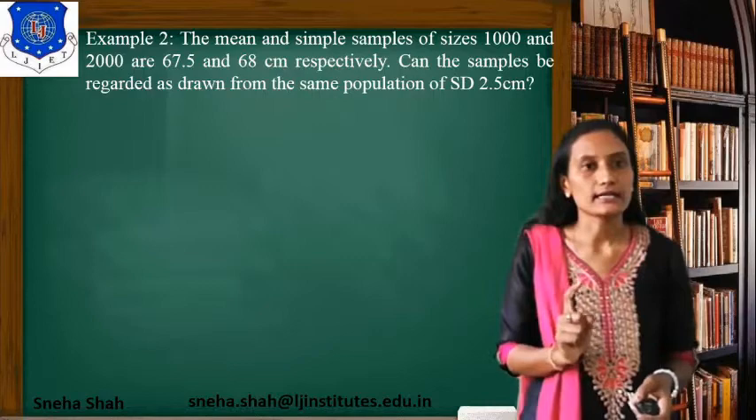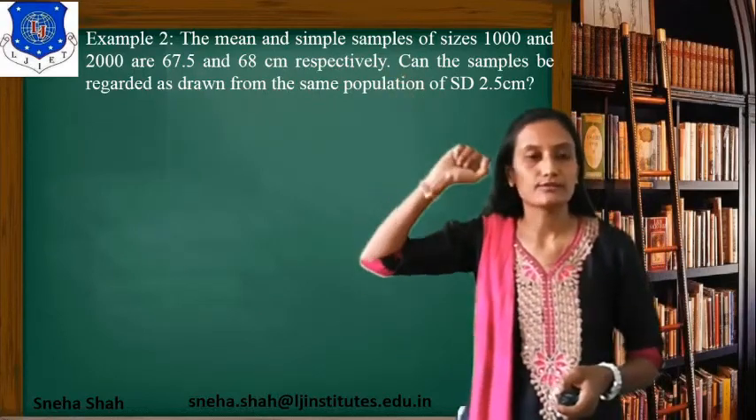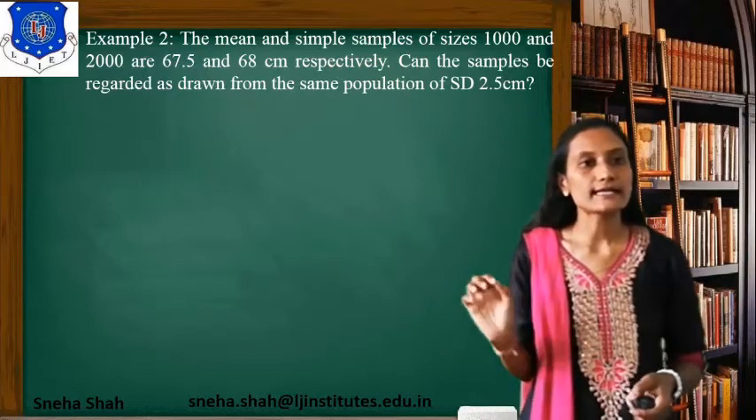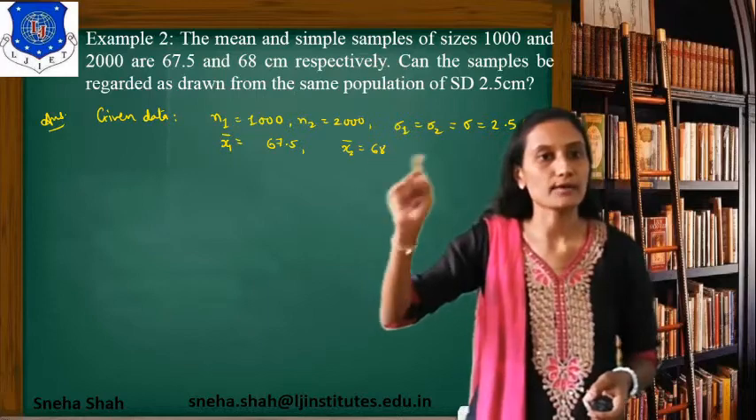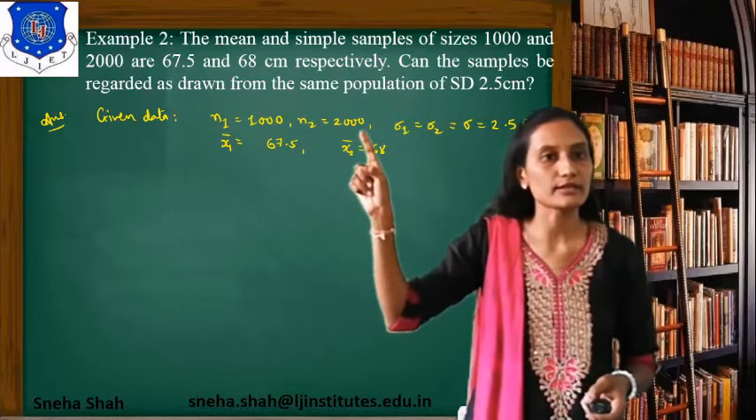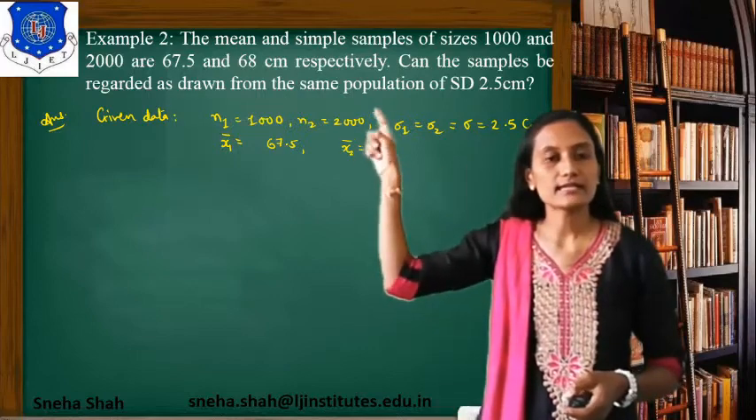And we have taken two different populations with two different mean values. So in this, which data are given to you? The first data given is the number of samples: 1000 for the first population, and for the second population its value equals 2000. The value of standard deviation is the same, right?